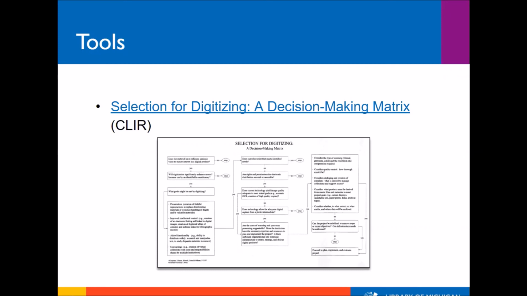The matrix asks you yes or no questions about the nature of the collections and their use, as well as the realities of organizational and technological infrastructure of the institution making the decision. If you're looking for an objective tool, this is a great place to start as it will lead you through each question and you'll be prompted either to stop or to proceed with planning, implementing, and evaluating the digitization project.